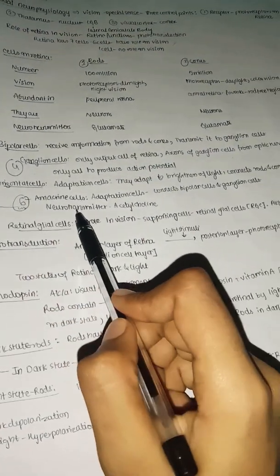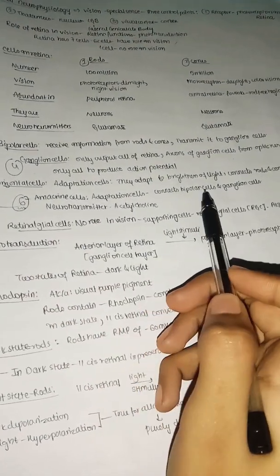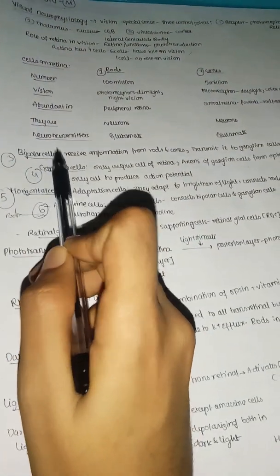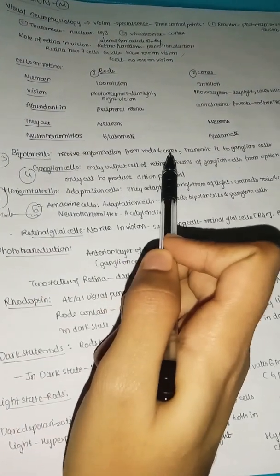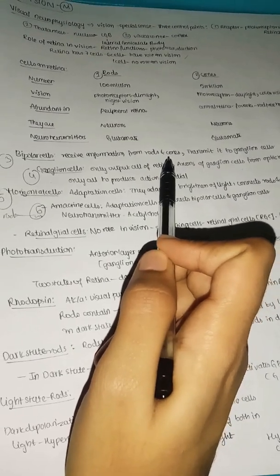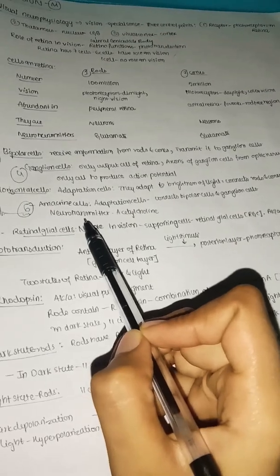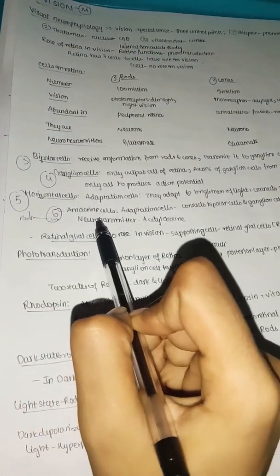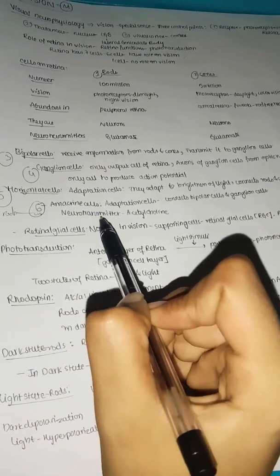And next comes the sixth cell, that is our amacrine cell. Amacrine cells are also adaptation cells which connect the bipolar cells and ganglion cells. The bipolar cells transmit the information of rods and cones to the ganglion cell, right? So the connection between both is mainly due to amacrine cells. So the horizontal cell connects the rods and cones, and amacrine cells connect the bipolar cells with the ganglion cell. The neurotransmitter of the amacrine cell is acetylcholine.